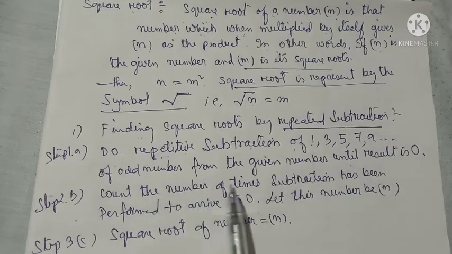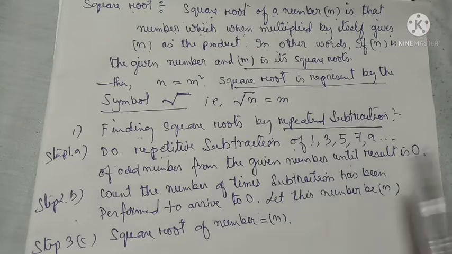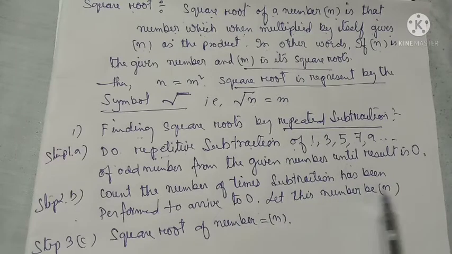And count the number of times the subtraction has been performed to arrive at 0. Let this number be n. The number of times of subtraction is n. Then the square root of the given number will be n. n will be the square root of the given number.